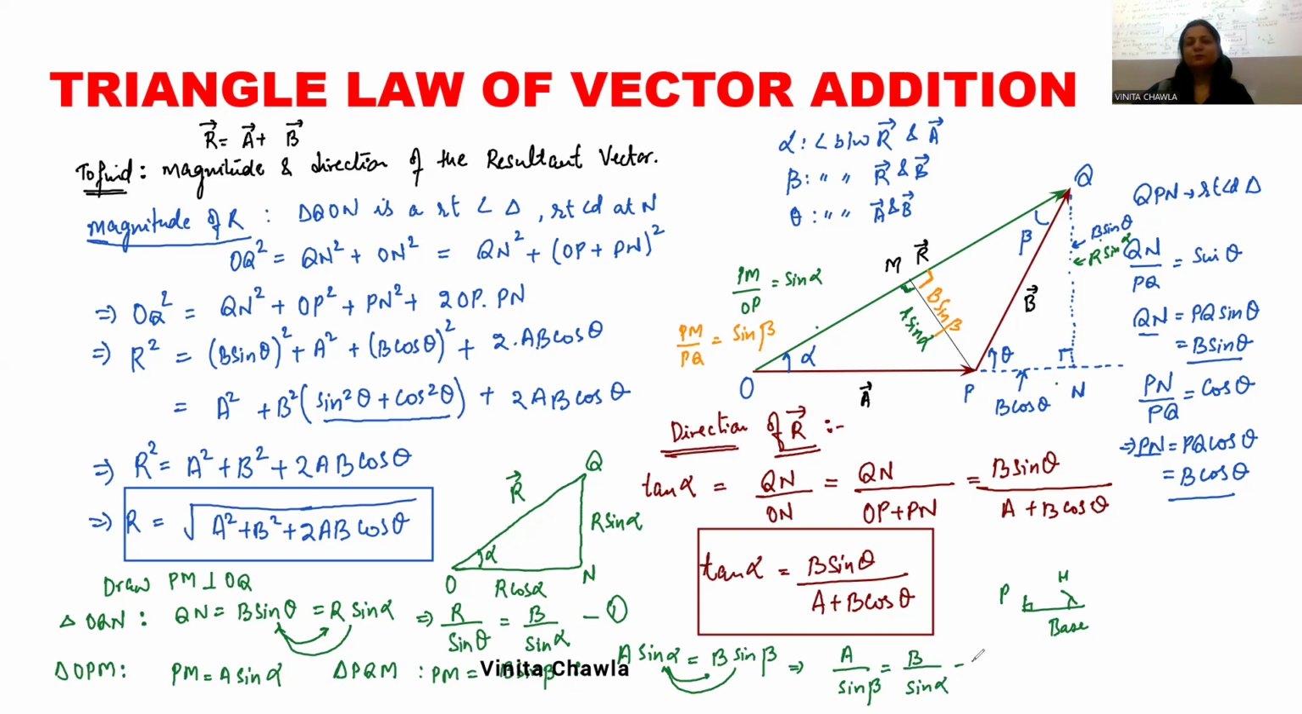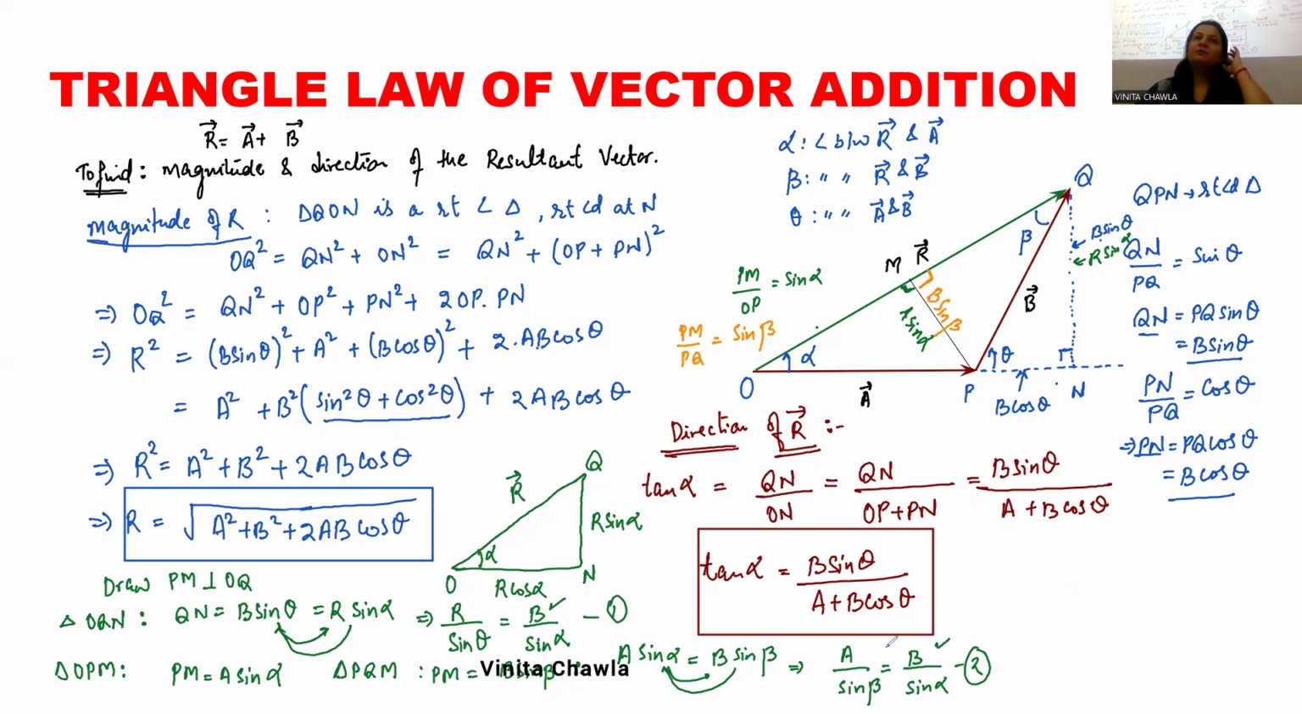Mark this as 2. Now look at these two, equation 1 and equation 2. What do you get from these two equations? We have one term common, and that term is, tell me, B upon sine alpha. Here we have B upon sine alpha, and here also we have B upon sine alpha.